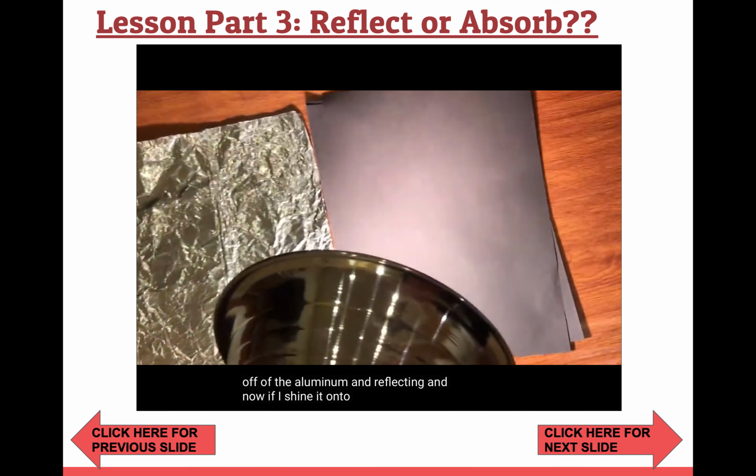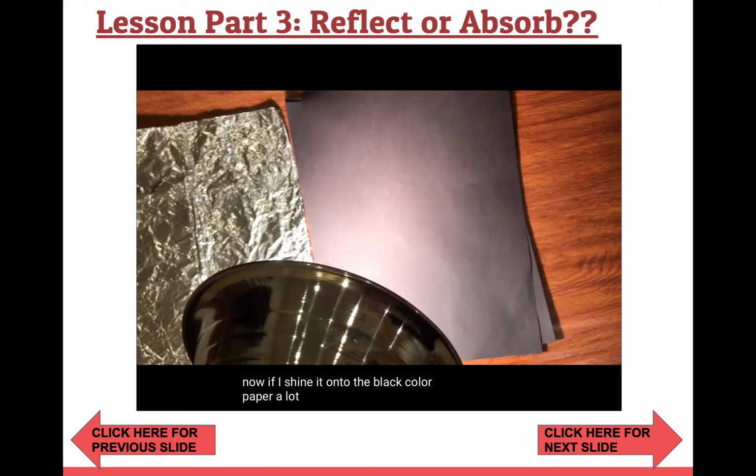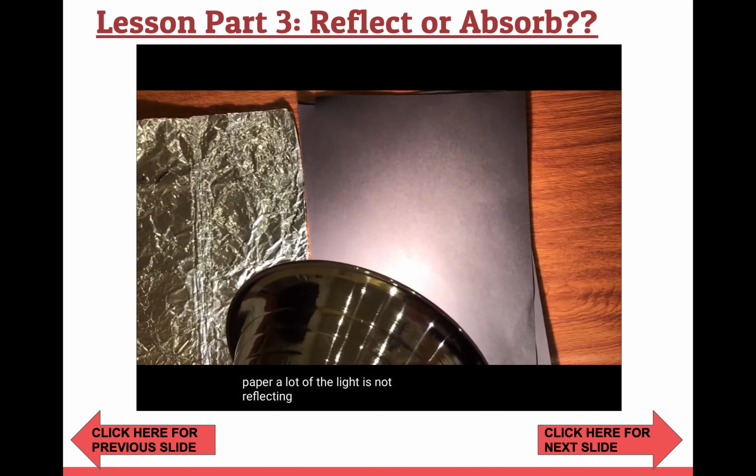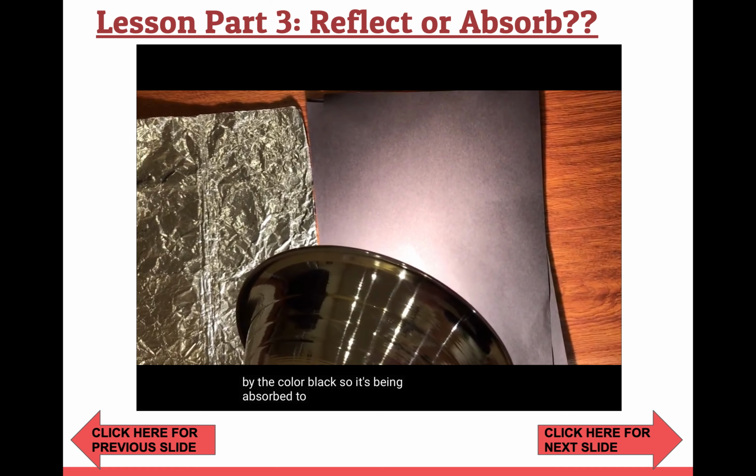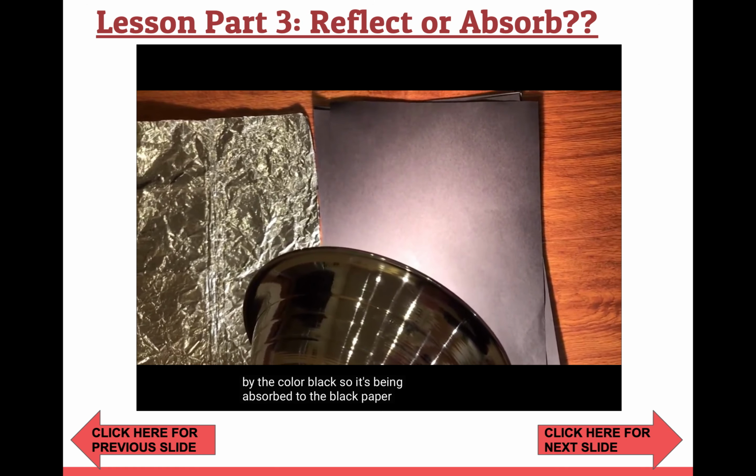And now if I shine it onto the black color paper, a lot of the light is not reflecting. Instead, it's being absorbed by the color black. So it's being absorbed by the black paper.